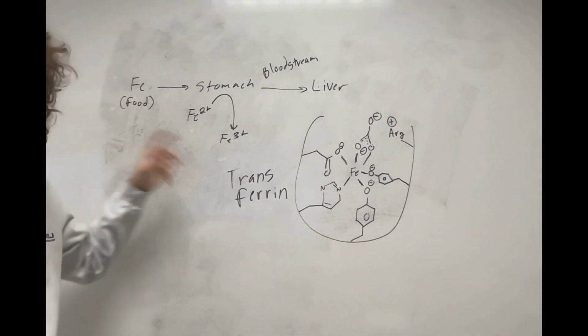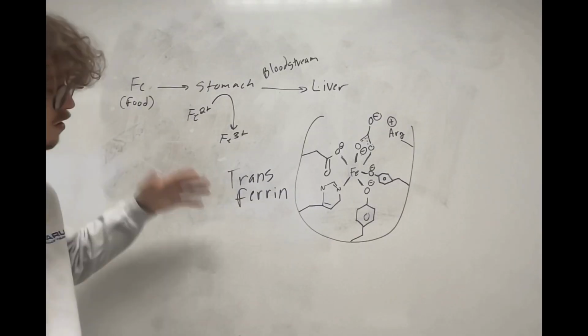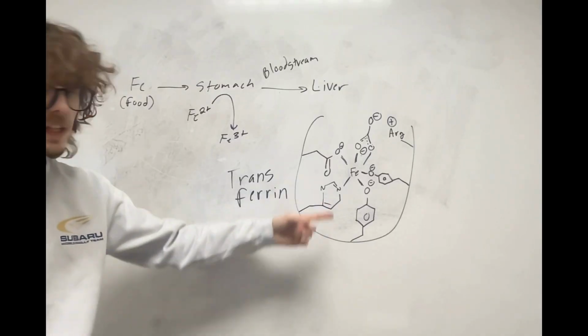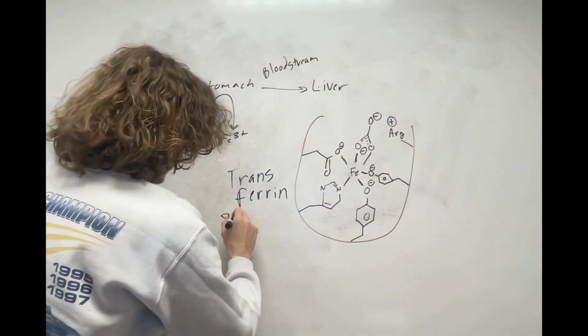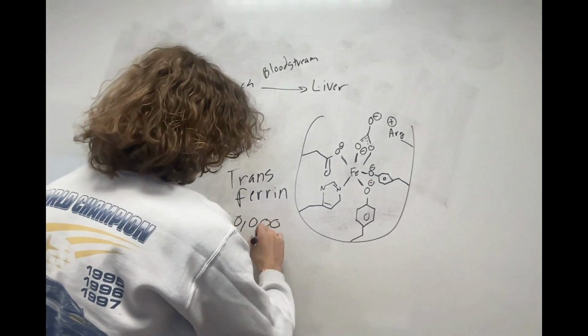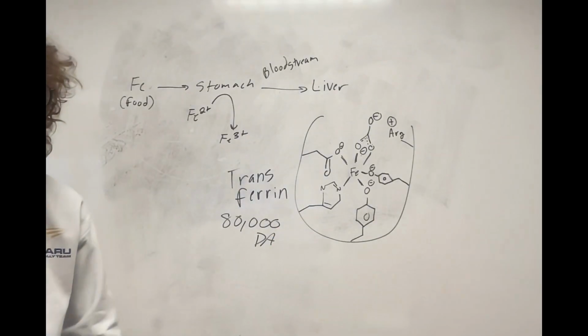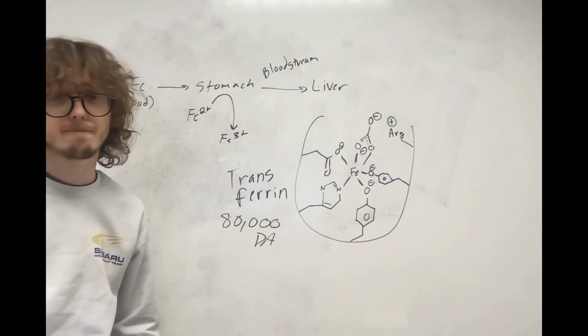Trans meaning transfer, ferrin meaning containing iron. Or sorry, to transfer iron, I should say. And it looks something like this. Now, there's 2 units of these, and it's about 80,000 Daltons in molecular weight per 1 transferrin. So for every 1 transferrin, you can carry 2 irons.